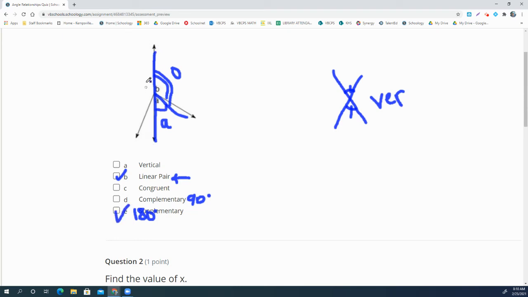They make a straight line. Anytime they make a straight line, they make 180 degrees. Yeah, Lily.